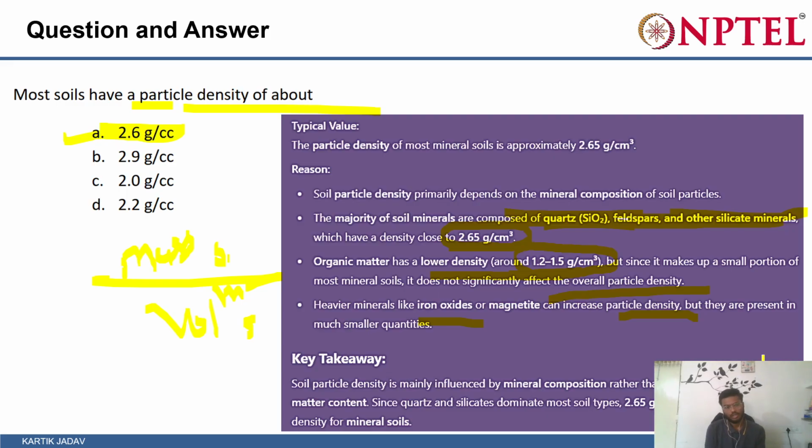So in general, soil particle densities are mainly influenced by mineral composition. Most of these minerals are feldspar, quartz, and other silicate materials, and quartz and silicate dominant materials have particle density of around 2.65 gram per cc. So that's why correct answer is option A.